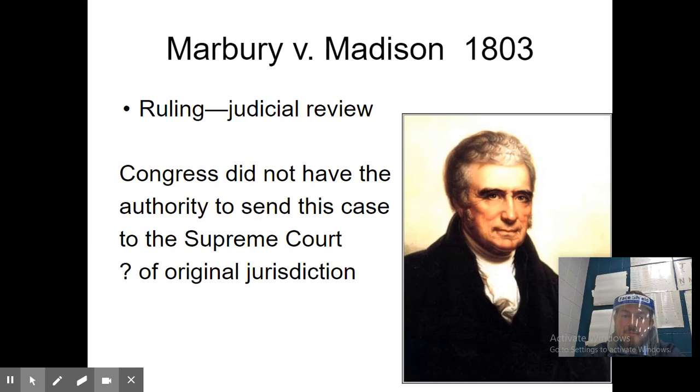But what this case did was it established that the Supreme Court could review any court case and then rule it either constitutional or unconstitutional.